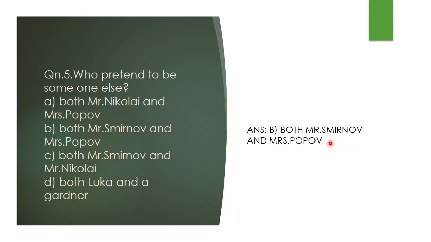Next one, Mrs. Popov. How does she pretend to be someone else? Because for 7 months she was mourning the death of her husband, but suddenly when she met Mr. Smirnov, she falls in love with him. Is it possible? She said in the beginning that she buried herself within the four walls of the house. Is it so? No. She accepts the proposal of Mr. Smirnov. That's why I made this question.